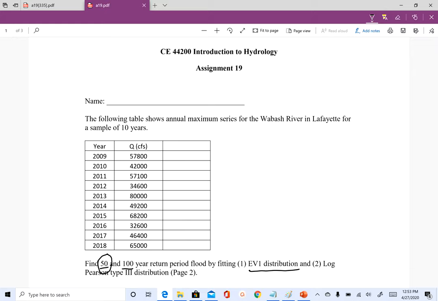What I have given to you is 10 years of annual maximum data for Wabash River in Lafayette. Now, in practice, 10 years of data is not enough, so we should at least use 30 years of data. But for the purpose of this exercise, I'm just using 10 years of data to show you how to apply these two techniques. So let's get started with EV1 distribution first.